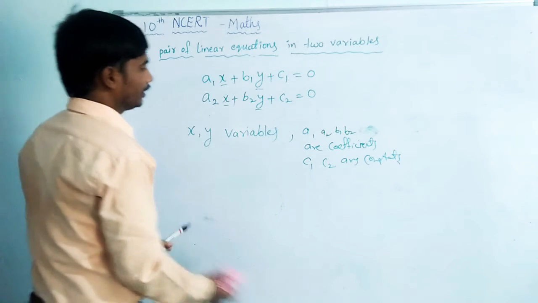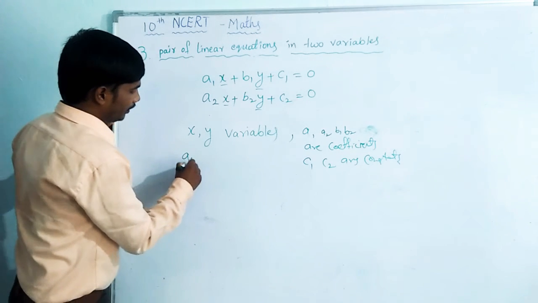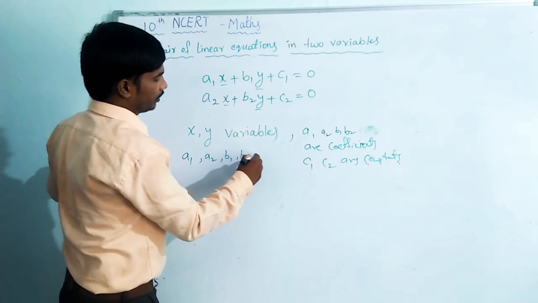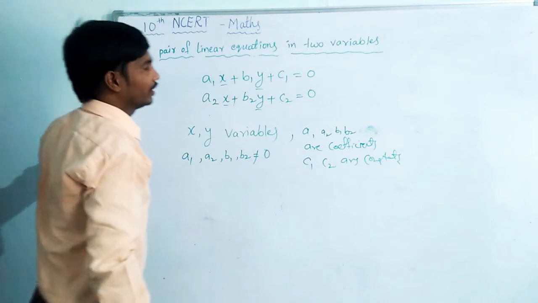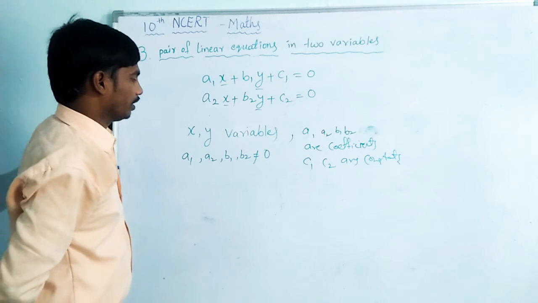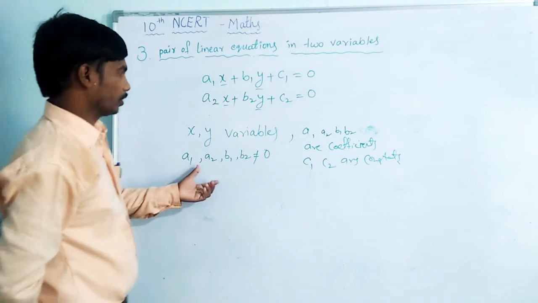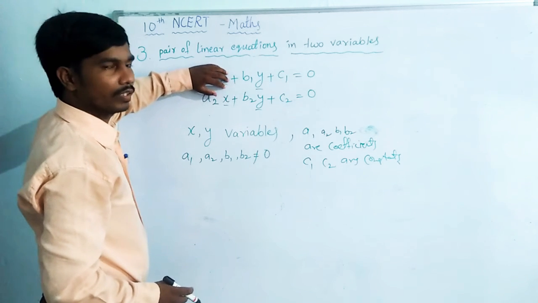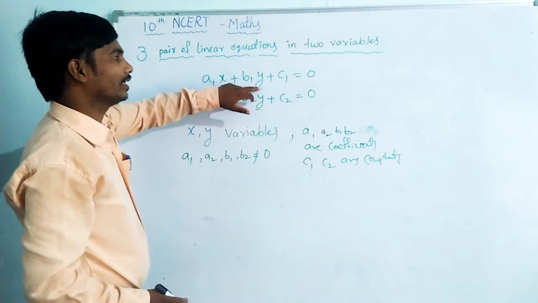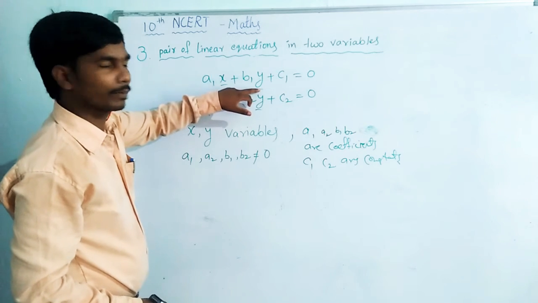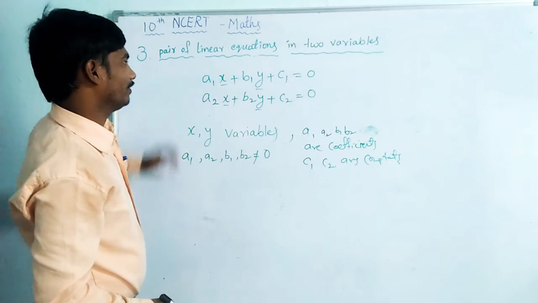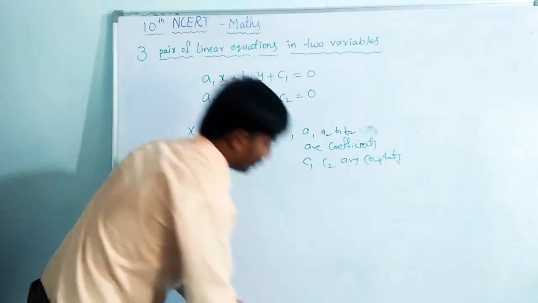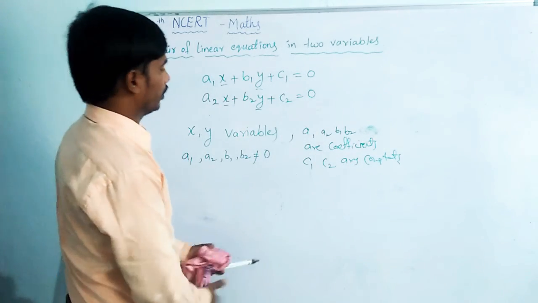And here a1, a2, b1, b2 are not equal to 0. Why? Because if the a1 value is 0, then automatically the x term also becomes 0. That's why this becomes a linear equation in one variable only. So never are the a1, b1, a2, b2 values 0 in a pair of linear equations in two variables.